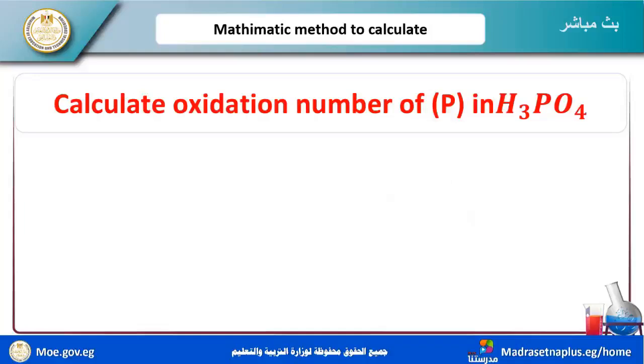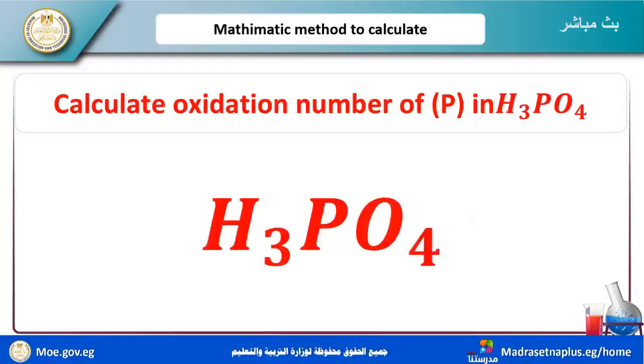Calculation of the oxidation number of phosphorus in H3PO4. This is another way. H equals +1. In the last way, you make an equation, and this equation must equal 0. Now we have another way to save your time. You can choose the way you want.